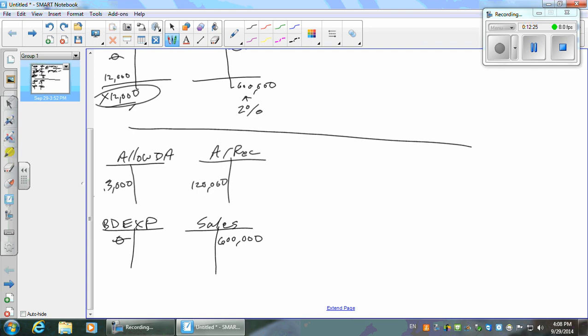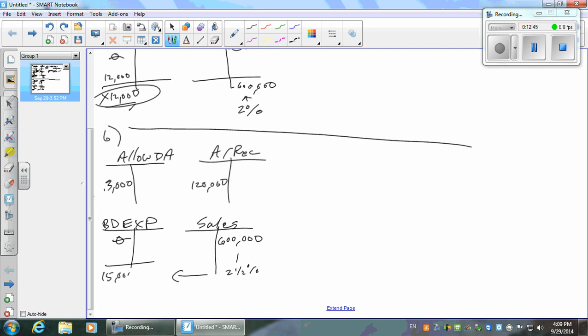Okay, so in part B, what does it say? Uncollectibles are 2.5% of credit sales. So what would you do? I'd take 600,000 times 2.5%, wouldn't you? How much is that? 15? Okay, and what am I going to do? I want bad debt expense to be 15,000, don't I?